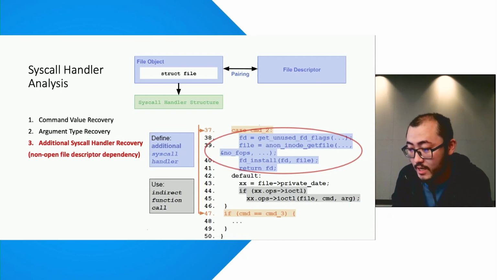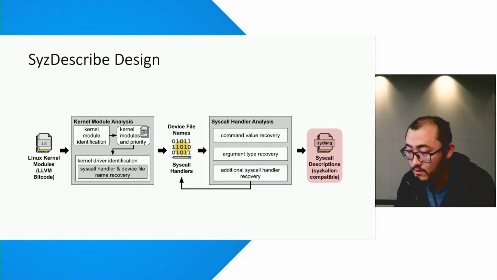Inside a file object, there is a pointer to the structured file operation object, representing the corresponding set of Syscall handlers associated with the file object. In addition, as shown in the figure above, a file object is paired with a file descriptor that will be returned to the user space. For example, in the figure below, from line 37 to 41, we can see that there is a file descriptor and a file object, and they are paired through a specific function called file install. Finally, after all those steps, SyzDescribe can directly generate Syscall descriptions used by Syzkaller.